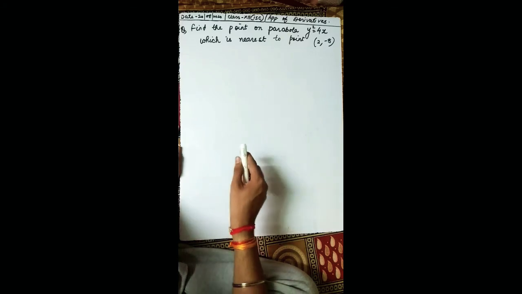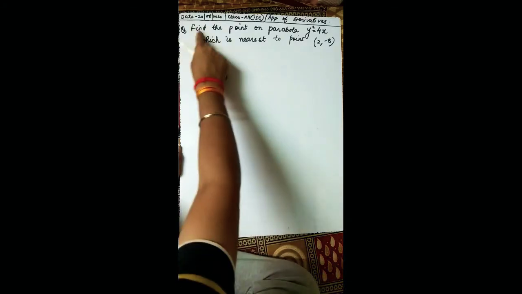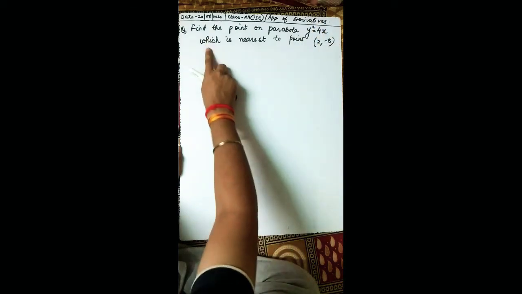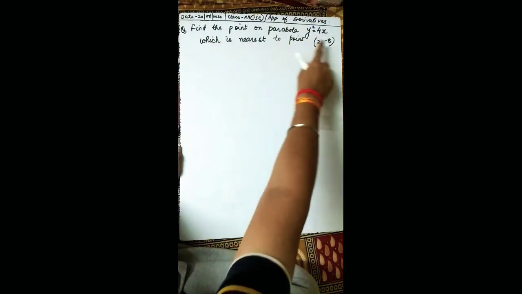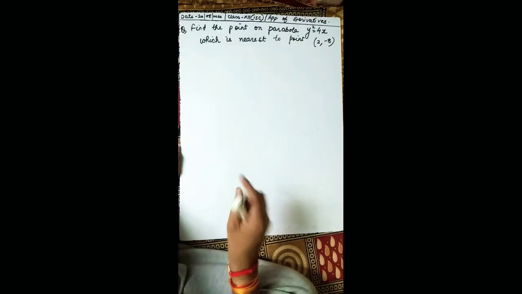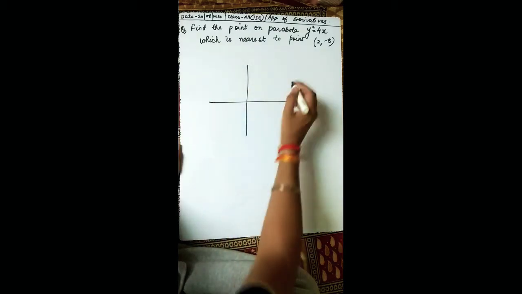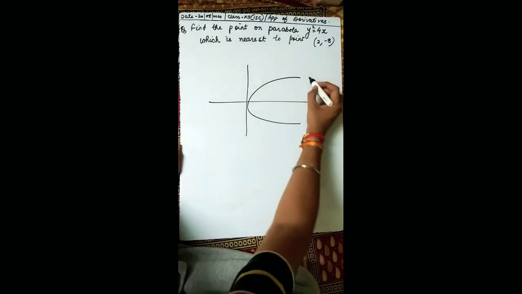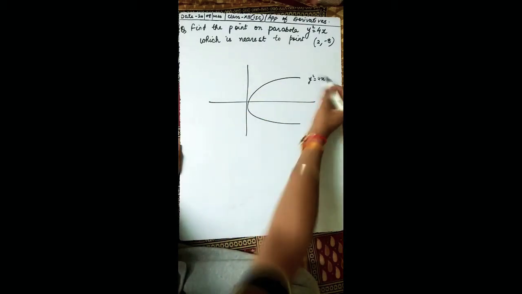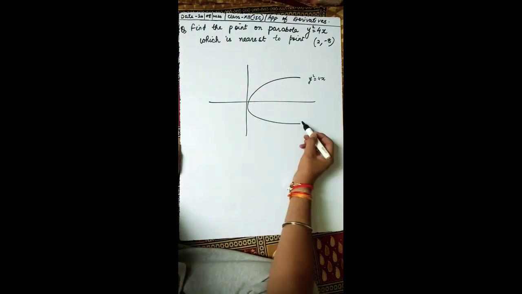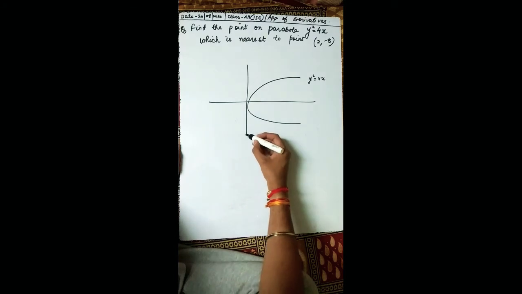In front of you, the question is written: find the point on the parabola y square equal to 4x which is nearest to the point (2, -8). You need to find a point on the parabola y square equal to 4x. Say for example, if this is the parabola y square is equal to 4x, then you need to find the point on this parabola which is nearest to (2, -8).